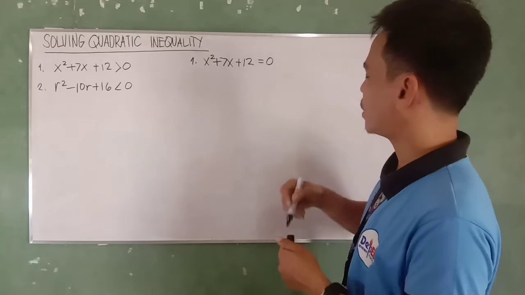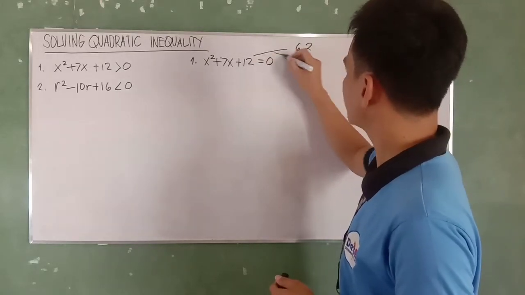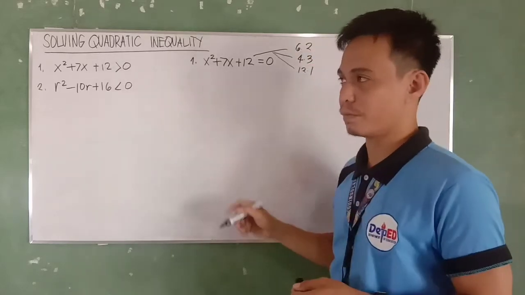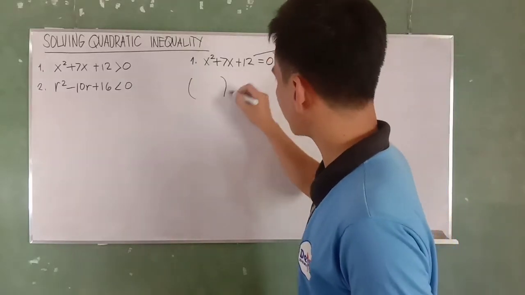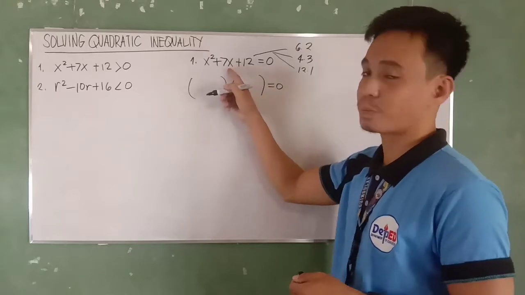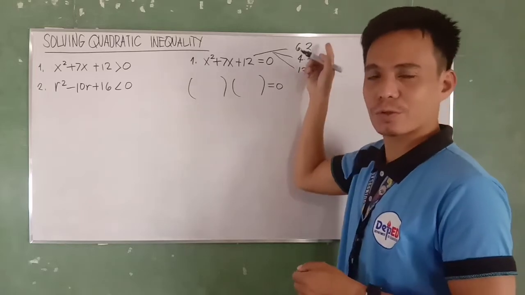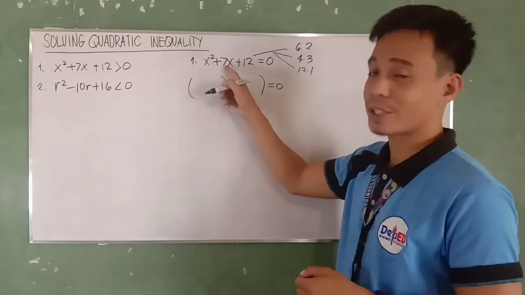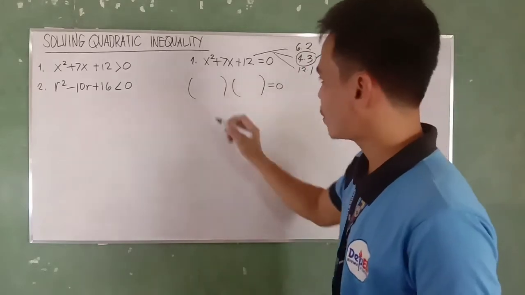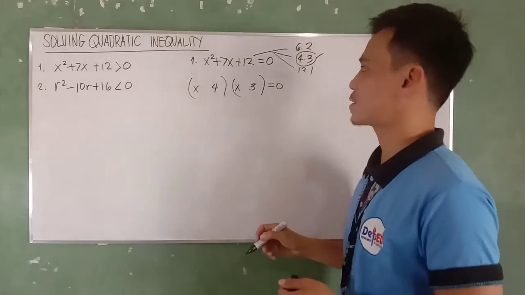Let's factor out first your constant part, which is 12. These are 6 and 2, 4 and 3, and 12 and 1. To know the factors, we look at the linear part, in this case 7. We look for the pair that, when added or subtracted, gives 7. Therefore, we can use 4 and 3. So our factors are x plus 4 and x plus 3.